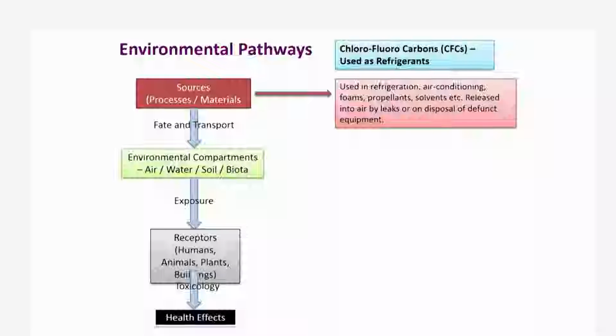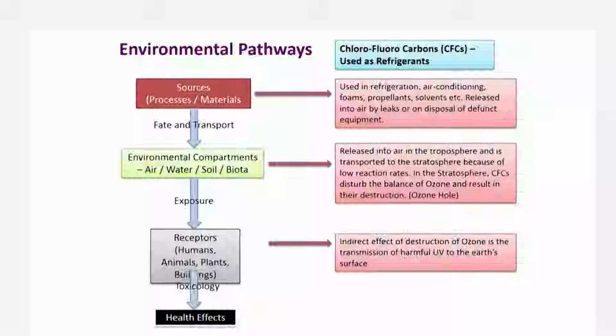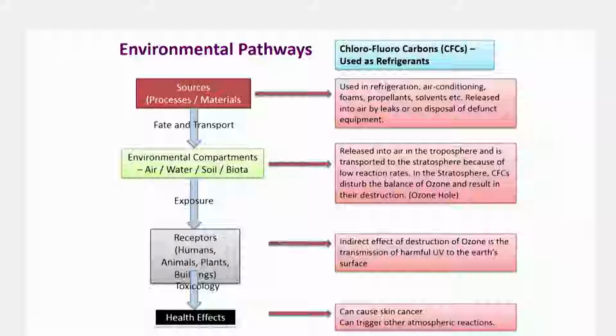So, things get released into the environment, and are transported into the stratosphere, and we saw that yesterday in the graph there, and there it reacts with ozone and results in its destruction. That is the ozone hole. An indirect effect of the destruction of ozone is the transmission of UV onto the Earth's surface, and therefore it can cause cancer and other atmospheric reactions.